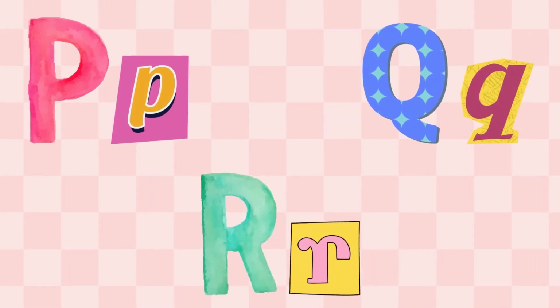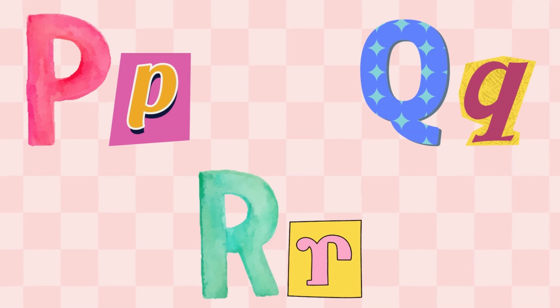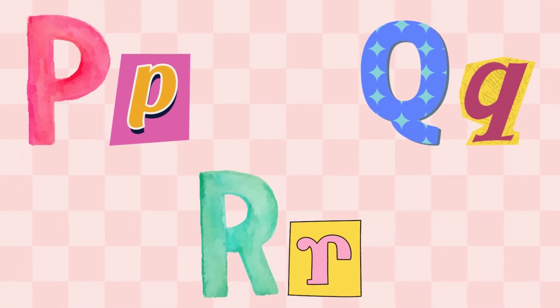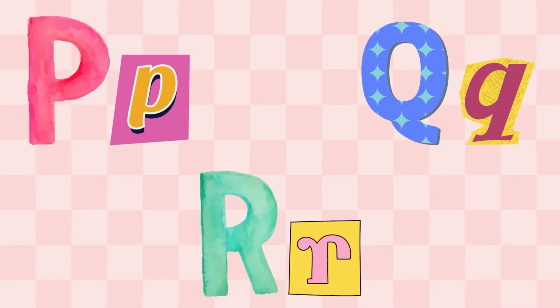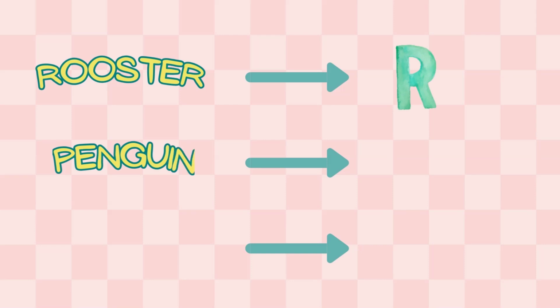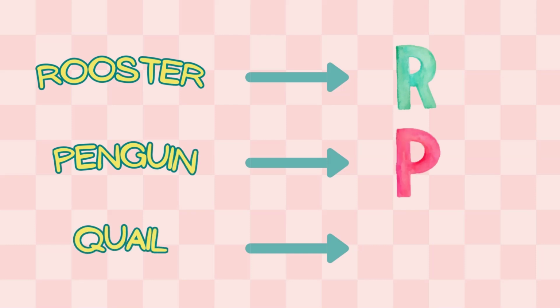We have learned and traced the alphabets P, Q, and R. That was so much fun! Rooster starts with R. Penguin starts with P. Quail starts with Q. Grande!